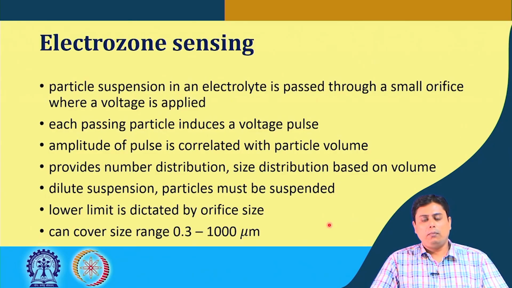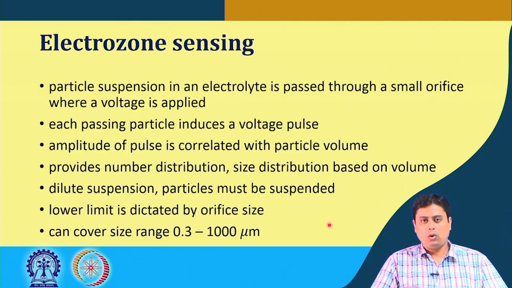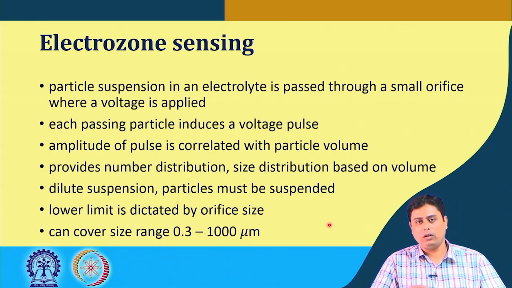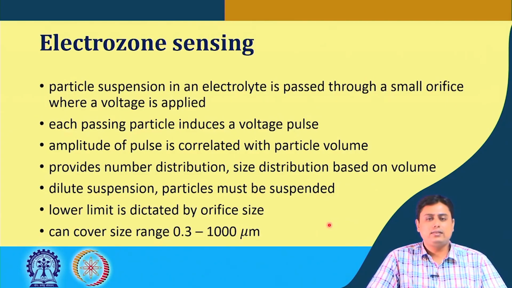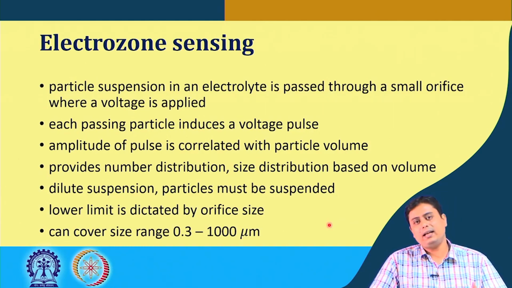Now, you can understand that it can create a problem if multiple particles pass through the orifice at a certain time, then you do not get the actual measure. So, this process has a limitation that you have to take a dilute suspension, so that one by one particle can be withdrawn through that orifice. The other criterion is that particles have to be suspended. If the particle settles, then it is very difficult to pass it through that particular orifice. So, particles have to be suspended.